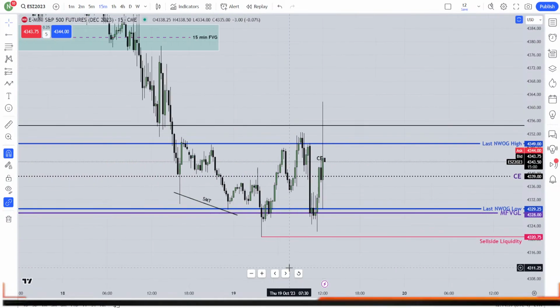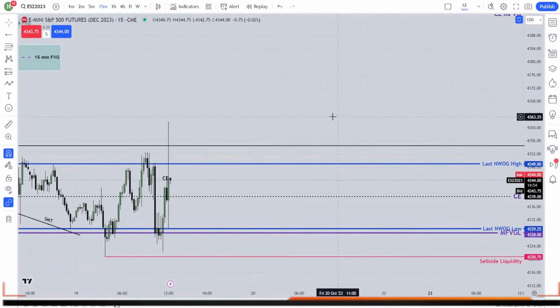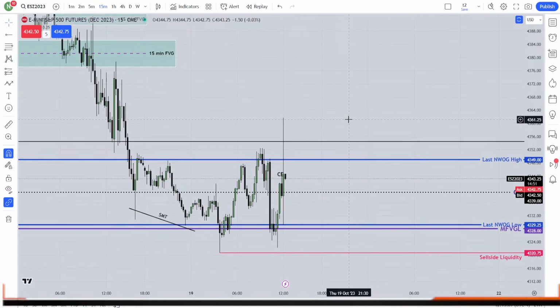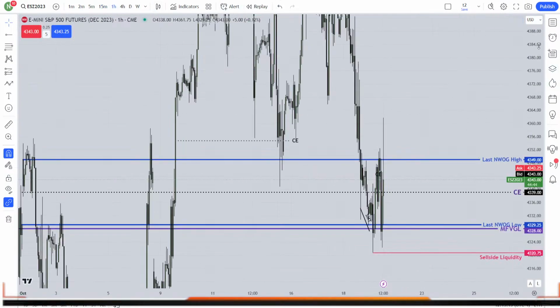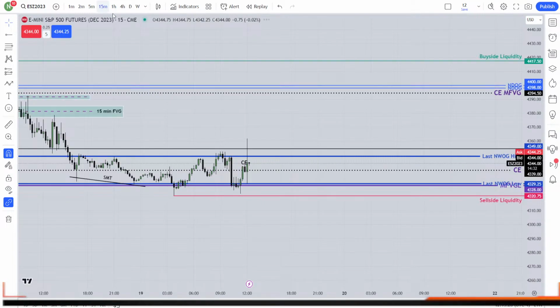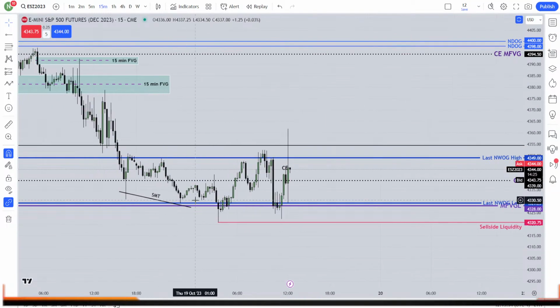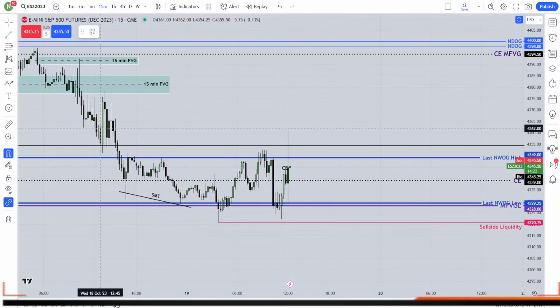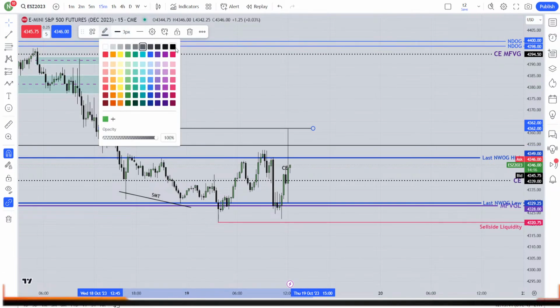Very nice sell side liquidity. Let me actually see the price action. Just a second, guys. I just need to see the price action over here. Okay.